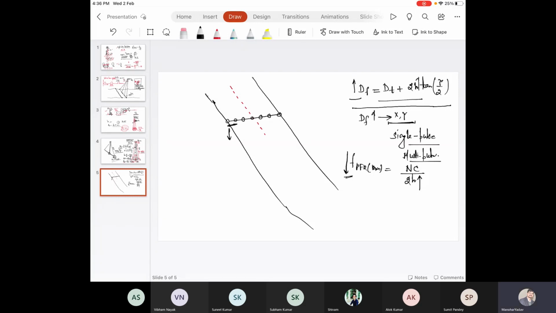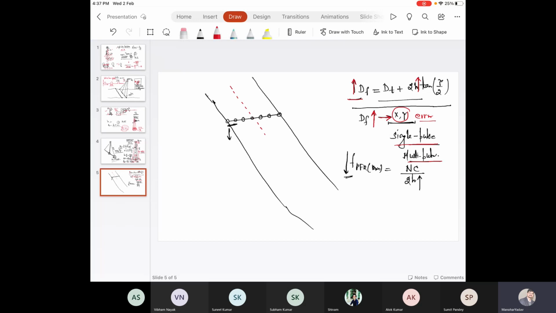Okay, so just see the first formula: the footprint diameter DF is equal to DT, the aperture diameter of the laser transmitter, plus 2h tan gamma by 2. As height increases, DF will increase. If the footprint diameter increases, it will further lead to error in x and y.